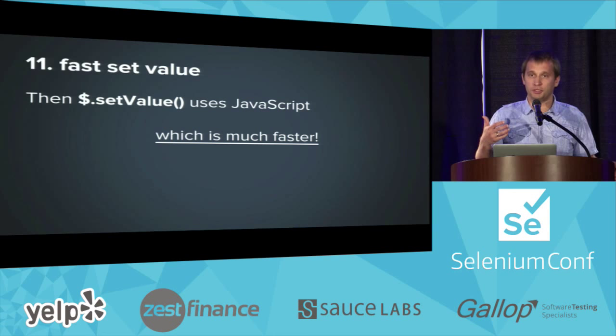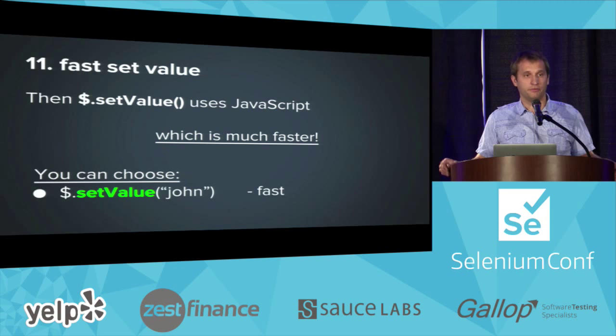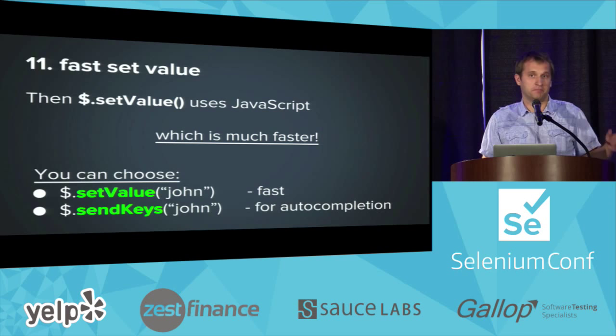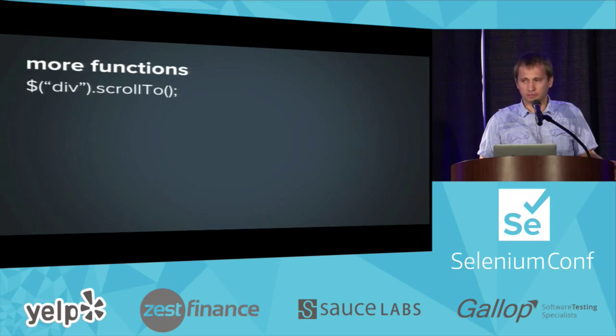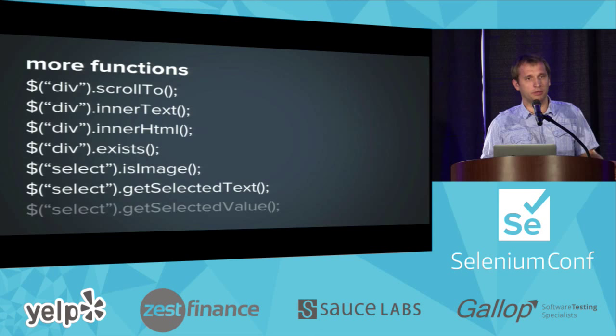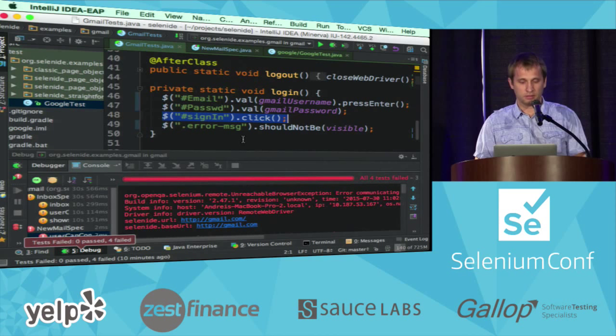So what I like about Selenide is it allows you to choose. When you want speed, you can just use method setValue, which is fast. And when you want to test auto-completion or something like that, then you still can use the Selenium built-in method sendKeys. You always have an option. It's pretty good for me. And Selenide has plenty of other functions, like scroll to, inner text, et cetera. Quite plenty of functions. And the good thing is actually that you don't need to remember all these things. The best thing about Selenide, as I personally like, is that you don't need to remember. It's designed for auto-completion from the IDE.